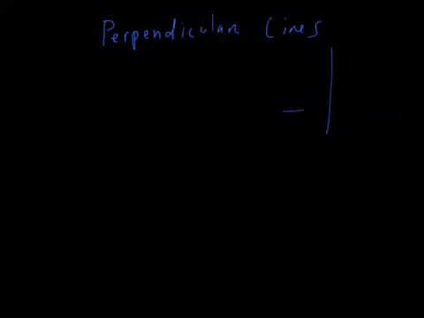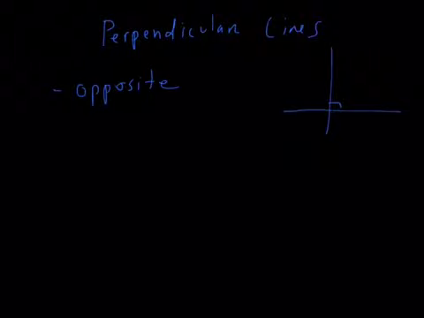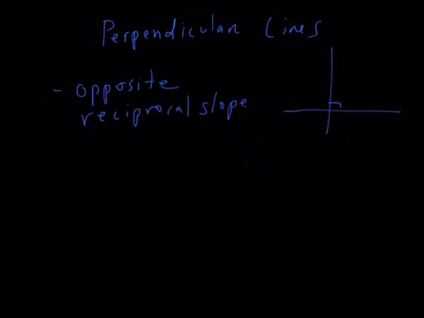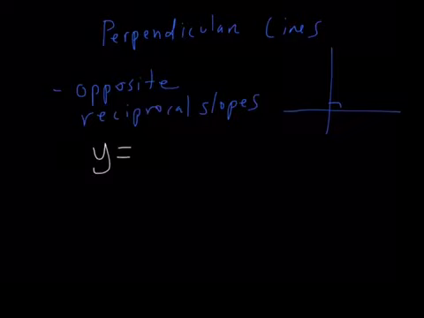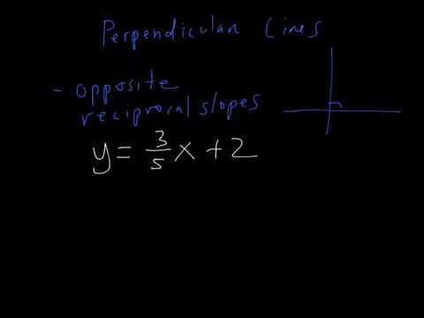Similarly, perpendicular lines, which means they make a right angle, have what are called opposite reciprocal slopes. Opposite reciprocal slopes. So what that means, if I have, let's see, the equation of a line, say y equals 3/5 x plus 2, and we want the equation of a line that's perpendicular to this.